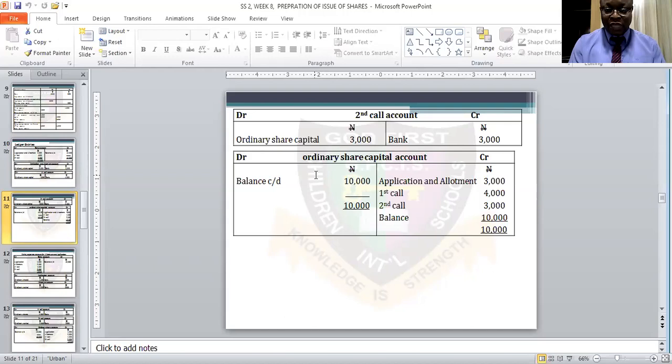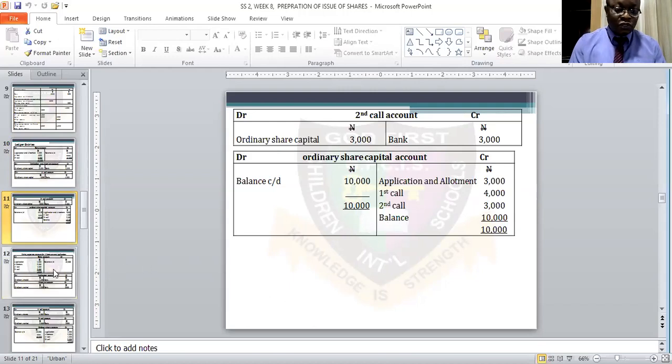Then let us look at the ordinary share capital account. In the ordinary share capital account, we have application and allotment account 3,000. First call is 4,000. Second call is 3,000 naira. 3,000 plus 4,000 is 7,000, plus 3,000 is 10,000 naira. So that will give us the same balance. You can see 10,000 at the credit side as well as 10,000 at the debit side.